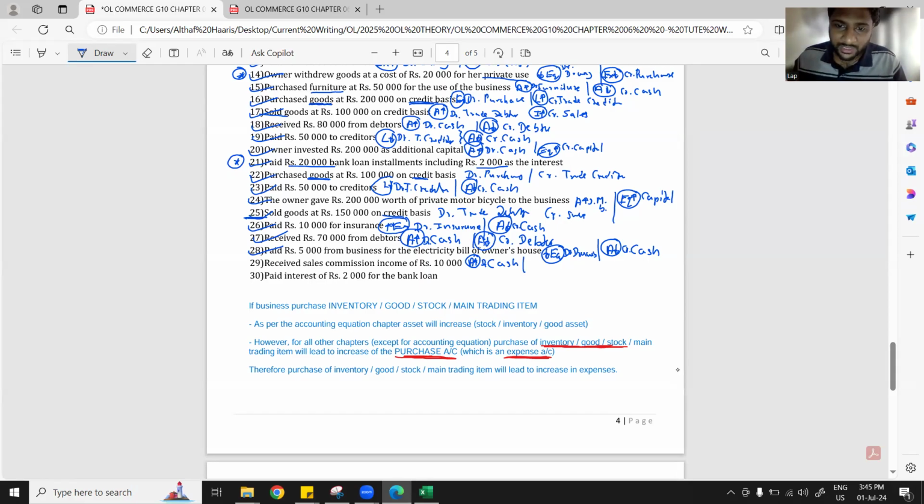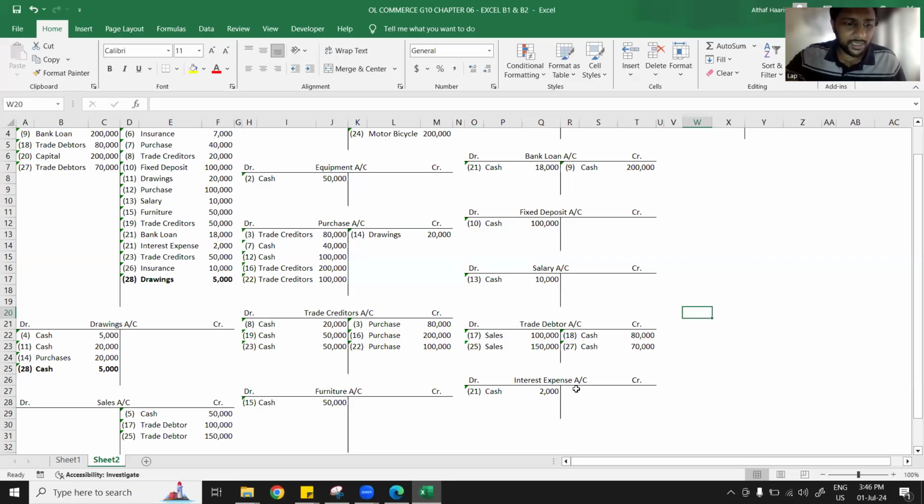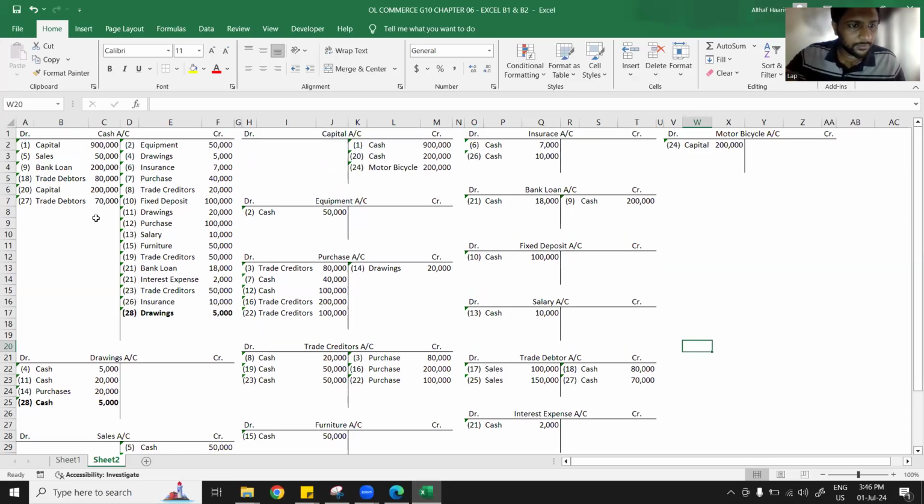What income is that? Commission income. So income increases, credit. Cash debit, commission income credit. 10,000. We'll open another account for the commission income.